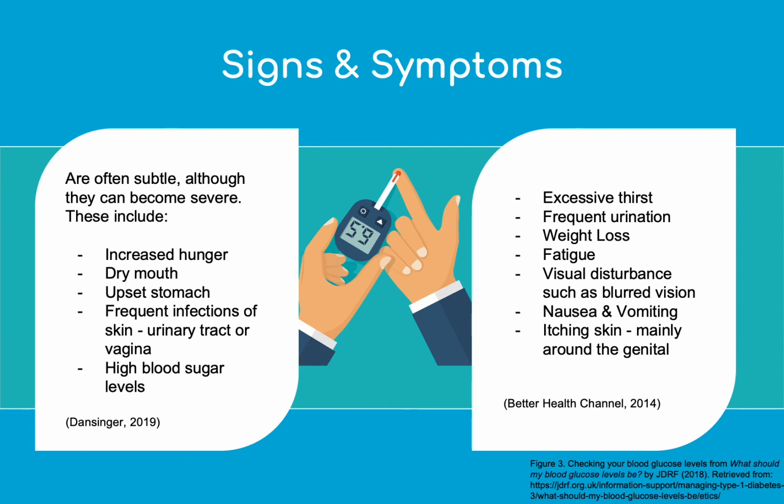Dry mouth from dehydration and increased glucose drawing the water away, upset stomach from the increase in ketones and acidic levels, frequent infections of the skin, urinary tract, or vagina with the weakening of the immune system, excessive thirst, frequent urination, weight loss, fatigue, visual disturbances such as blurred vision from damaged blood cells due to the viscous blood, nausea and vomiting, itching skin from the nerve damage in the outer layers of the skin, which is also known as neuropathy.